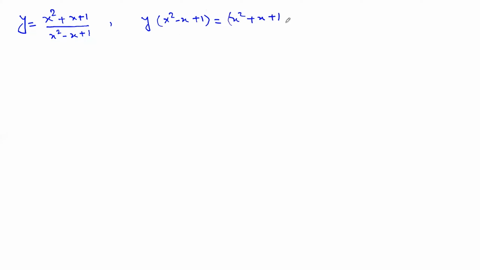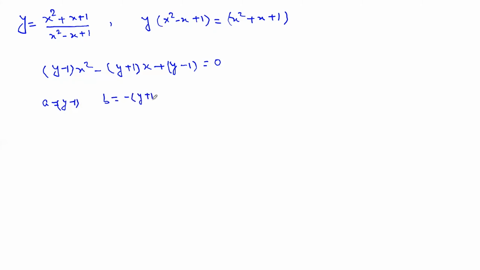Now transfer this: (y minus 1) x square minus (y plus 1) into x, plus y transferring this one, minus 1 is equal to 0, right? In this case, we can see a is equal to y minus 1, b is equal to minus of (y plus 1), and c is y minus 1. Only we have to apply the concept D greater than equal to 0. The discriminant will be greater than equal to 0, right?